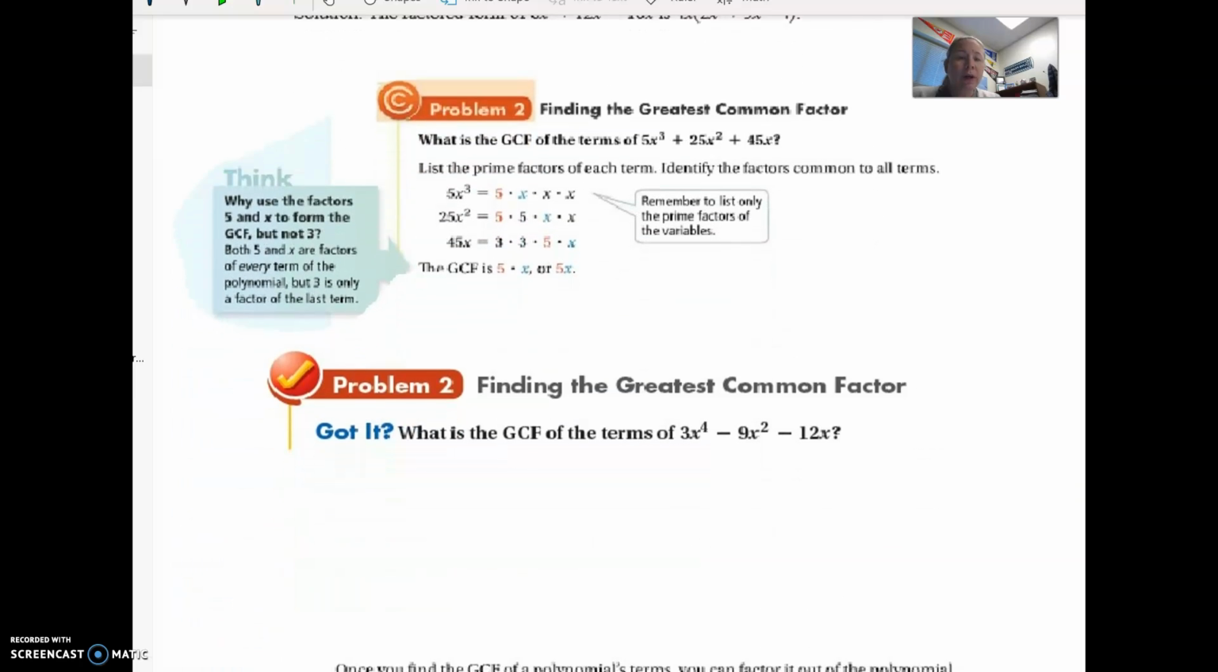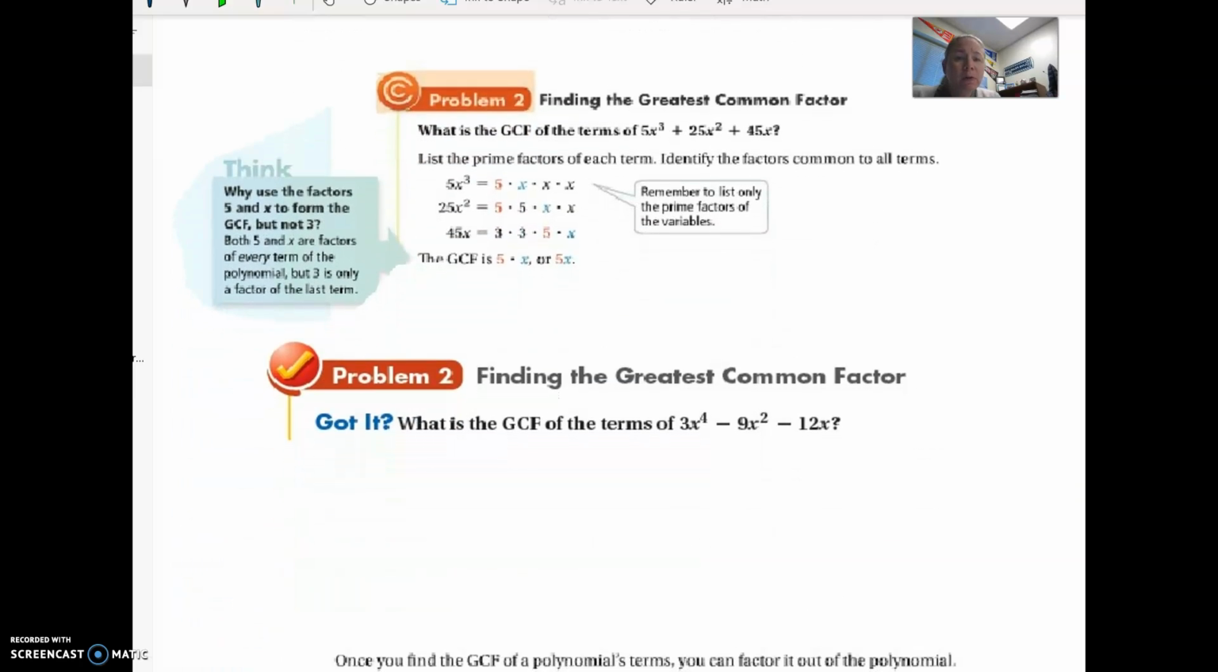So let's look at one here. Example 2 wants to know what is the GCF of these 3 terms in this trinomial. So again, if you look here, they listed the prime factors of each term. But like I said, we can see that 5 would go into all of those terms, and it happens to be the largest that goes into all 3.